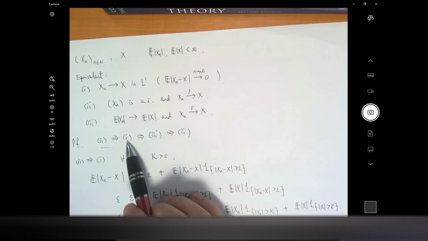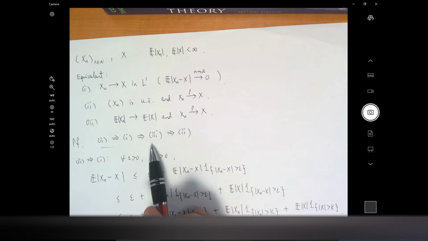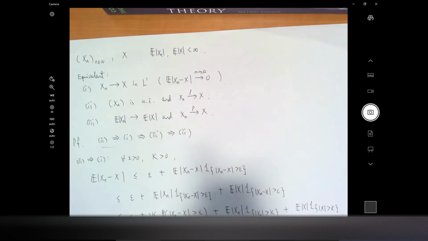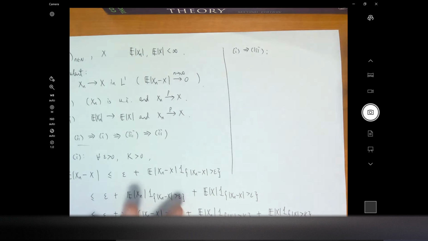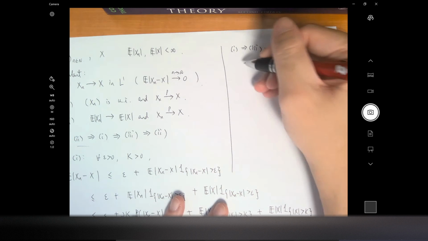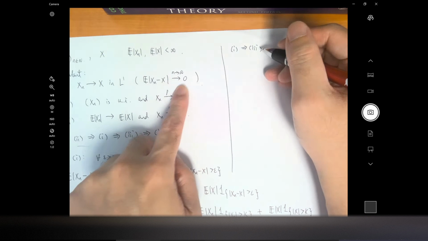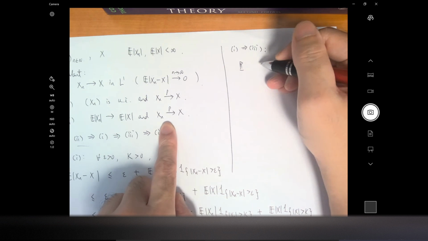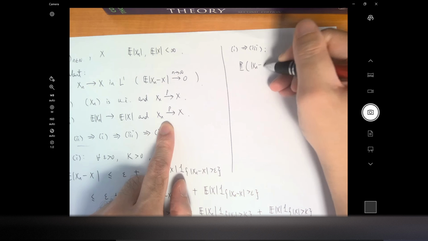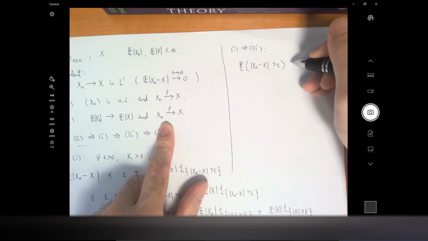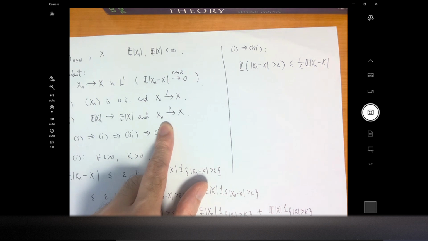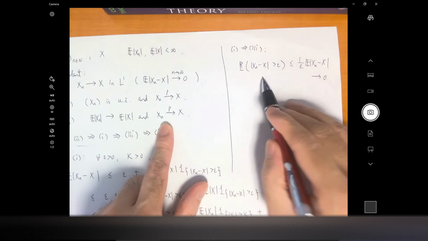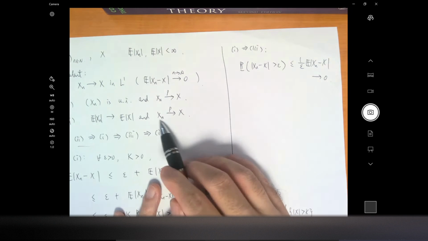Okay, now we want to show that 1 implies 3. This one should be easier. We just have to apply Markov. We know that this is going to 0. To prove the convergence in probability is just a matter of using Markov: the probability is bounded by 1 over epsilon times the expectation of |Xn minus X|. Since 1 means that this goes to 0, this probability goes to 0. That means it's converging in probability.